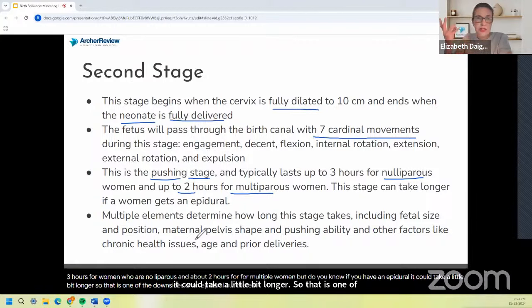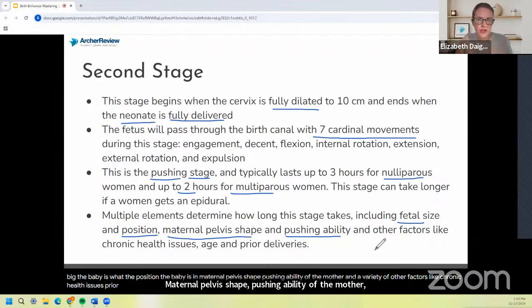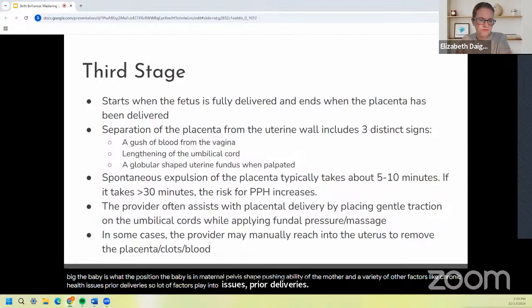But there's actually multiple elements that determine how long this stage takes. How big the baby is, what the position the baby is in, maternal pelvis shape, pushing ability of the mother, and a variety of other factors like chronic health issues, prior deliveries. So a lot of factors play into this.